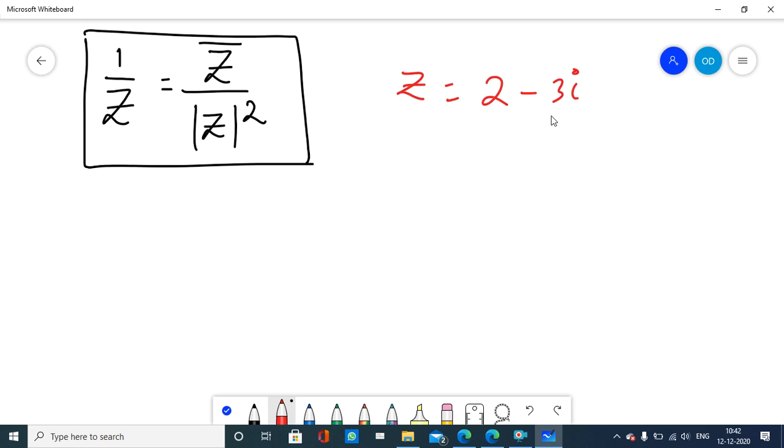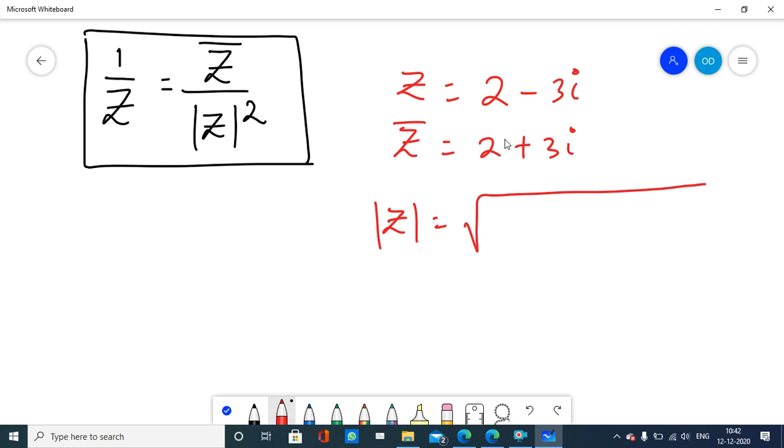Z was given to be what? 2 minus 3i. What is the conjugate of z? 2 plus 3i. Now let's find the modulus of z. Modulus of z is what? Square root of real part square. What is the real part here? 2. Plus imaginary part square. What is the imaginary part of z here? Minus 3. See, minus 3 square and 3 square are the same.